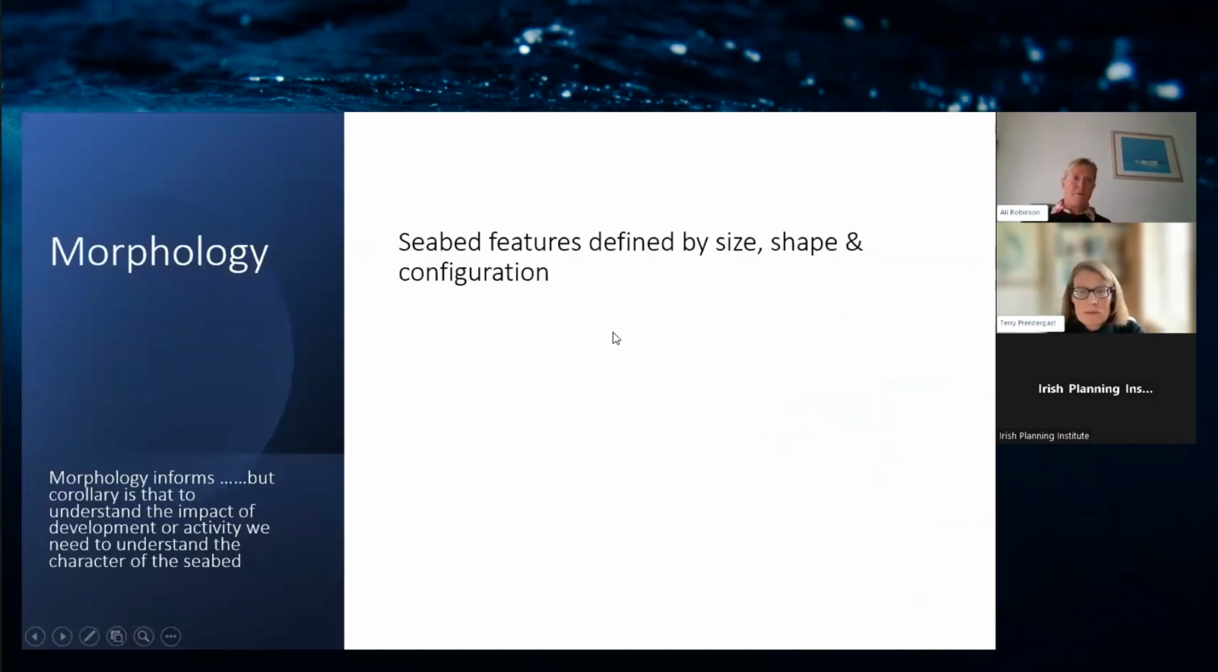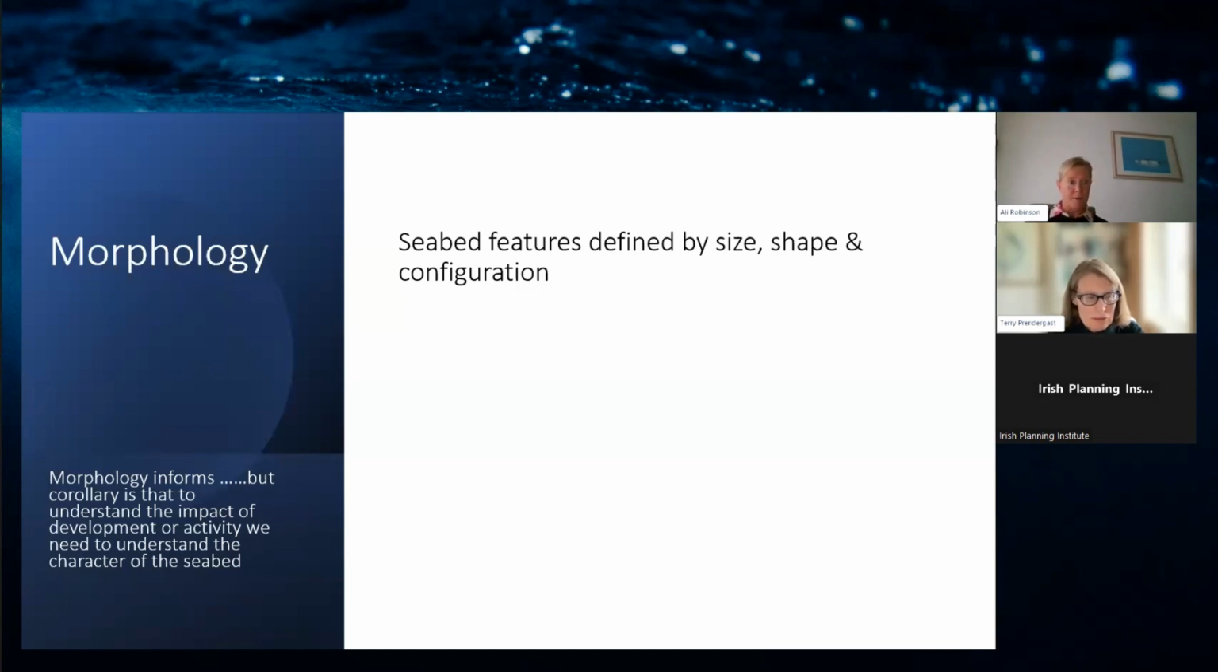So morphology then, and this is my favorite, morphology describes the seabed shape of the features, the size and the configuration. And again, I'll bring it back to, why is this important as planners? Again, morphology, substrate, depth, they inform decisions. And morphology is particularly important around our coastlines in terms of designations, conservation objectives, habitat management, fisheries, a whole raft of sectors. But in the deep as well, it's very important.